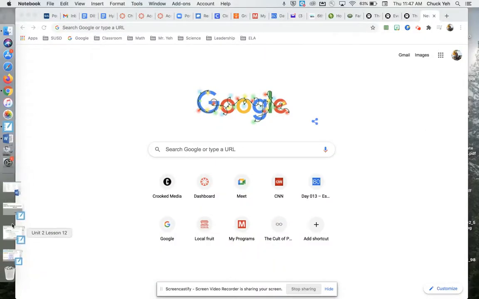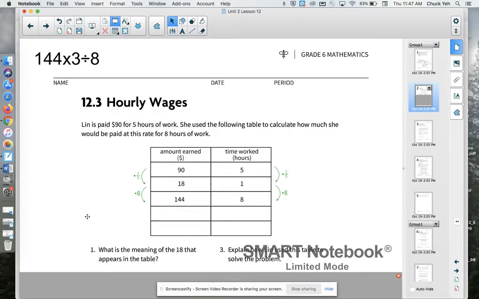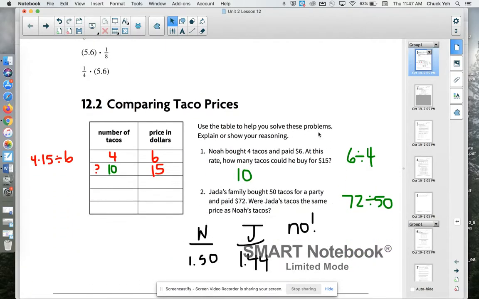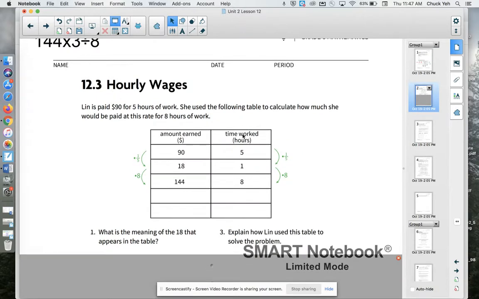All right, today is November 3rd. We're going to continue with our student task statement from yesterday. Yesterday we did 12.2 in our notebook, comparing taco prices. So we're going to continue with 12.3, hourly wage.